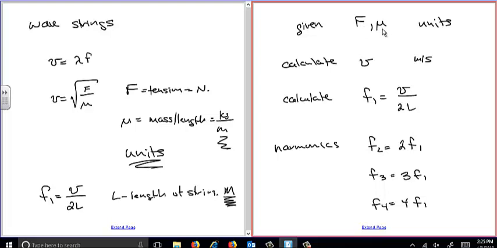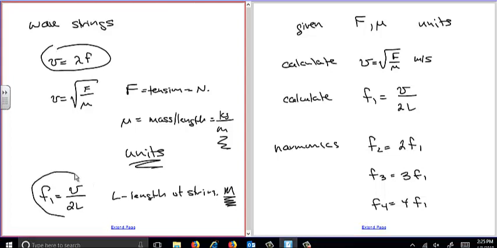This could be anything, grams per meter, grams per centimeter. But once you've gotten the units in kilograms per meter, you'll be fine. Then you can calculate V. V is equal to the square root of F over mu. Once you have V and you know L, you can calculate the fundamental frequency. Once you have the fundamental frequency, you can calculate the harmonics. So you can see these are really, we don't use this one. This one is really that one. So there's really only two equations to get the fundamental frequency, and then these apply no matter what.